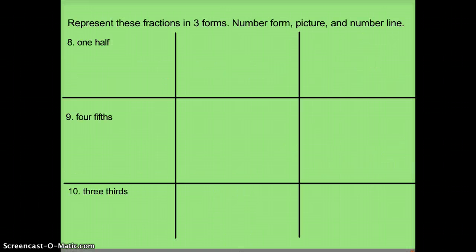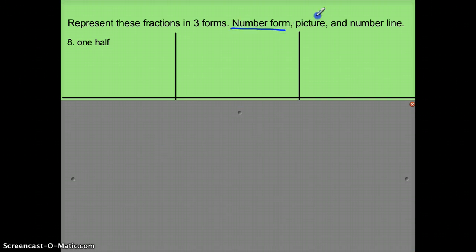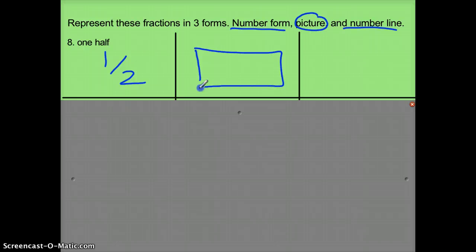Okay, looking at the bottom of our sheet, we're going to represent fractions 3 different ways: as a number, as a picture, and on a number line. The first one we're going to look at is 1/2. So as a number, 1/2. As a picture, again, I like to give myself squares or rectangles, split it into 2 parts, and I'll shade in 1 out of 2 or 1/2.